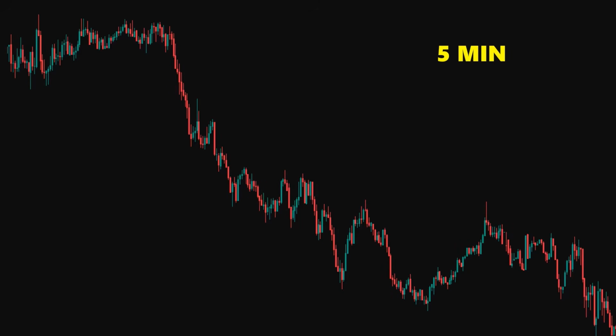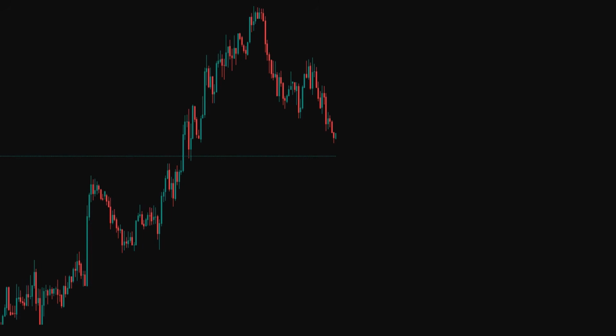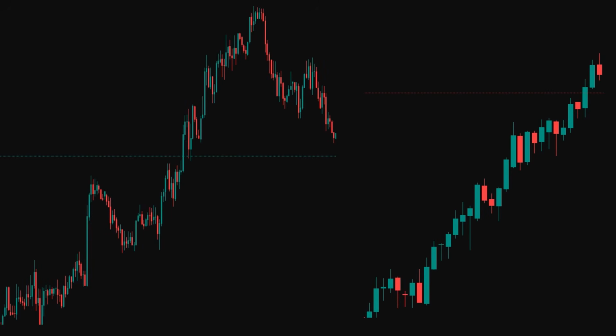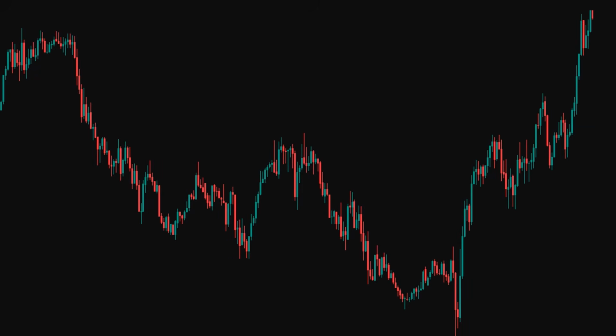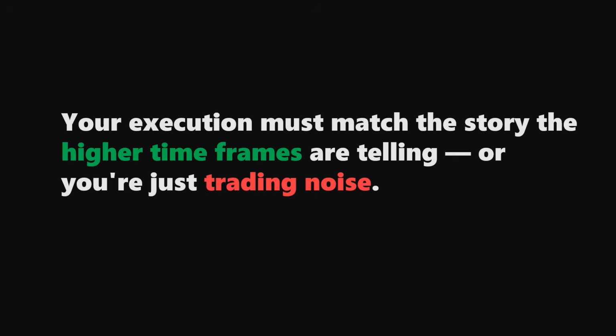You start thinking about short setups, thinking it's bearish. But here's the issue. The daily and the 1 hour are still clearly bullish. That move on the 5-minute is just a retracement, price tapping into a discount zone within a bullish narrative. Before long, price respects the higher time frame zone and trades away from it, resuming the bullish move. Meanwhile, traders focused only on the 5-minute structure are left confused or stopped out, thinking a reversal was happening. That's why time frame alignment is non-negotiable for professional trading. Your execution must match the story the higher time frames are telling, or you're just trading noise.